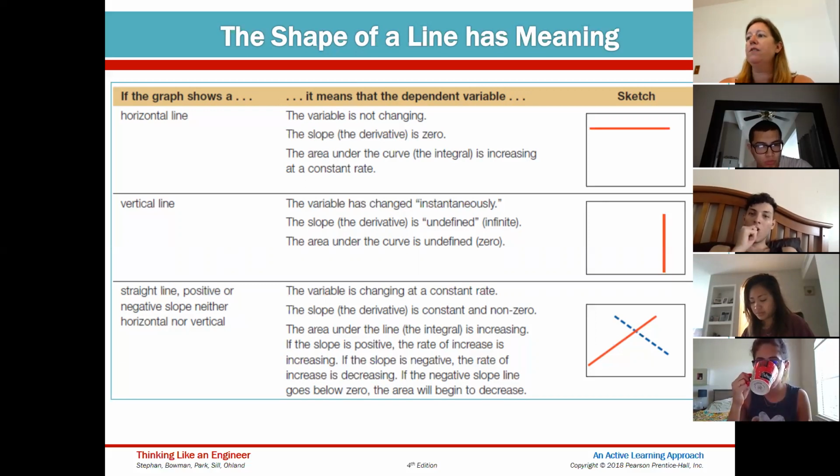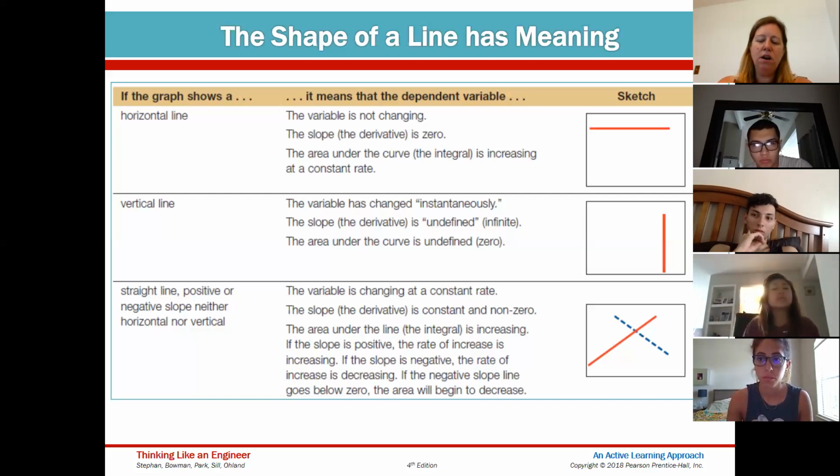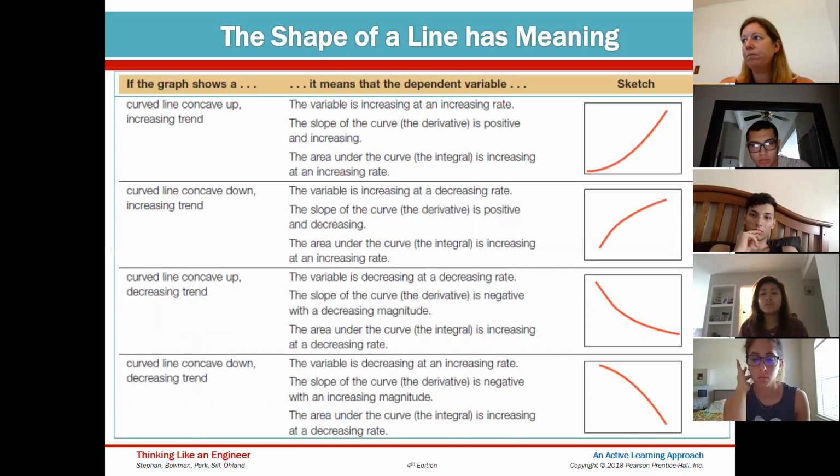And then if the negative slope line goes below 0, your area will then begin to decrease. In one of these examples we will work through, or even in your homework, you're going to notice that not a single one of the graphs that we produce here actually goes below our 0. So our area under the curve will never begin to decrease.